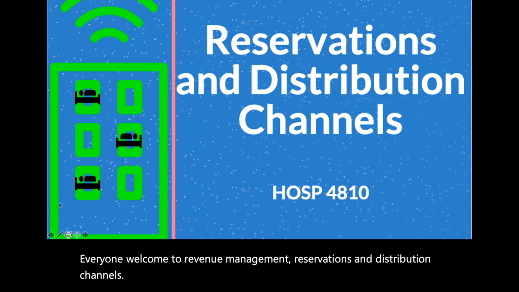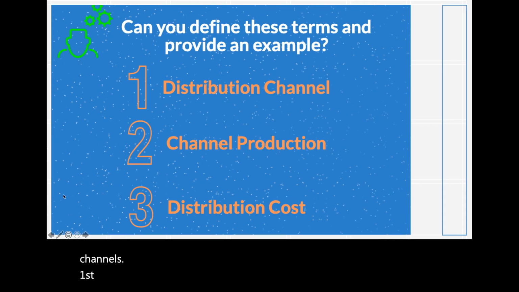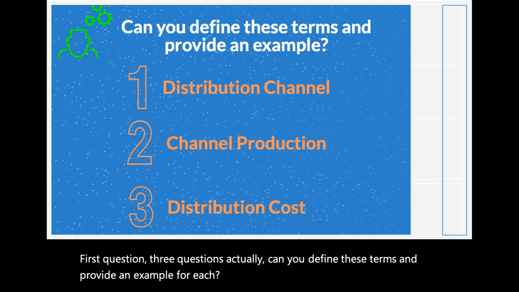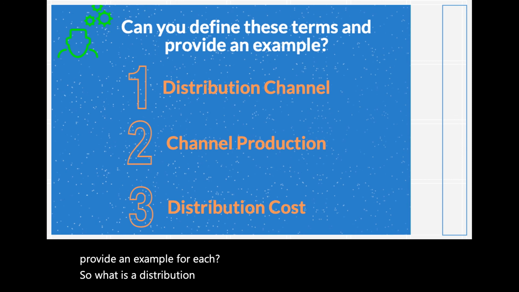First question, three questions actually. Can you define these terms and provide an example for each? So, what is a distribution channel? What do we mean by channel production? And what are distribution costs?